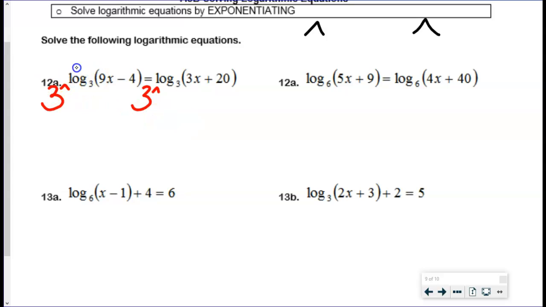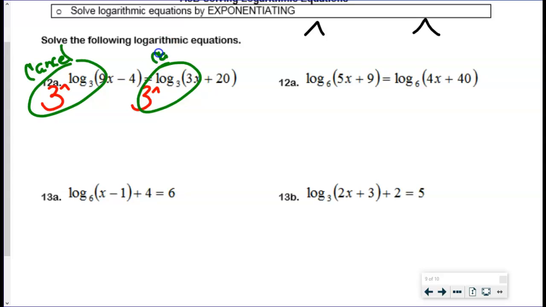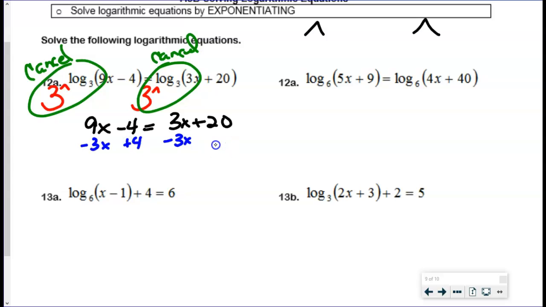The reason you did that is because right here and right here, you're going to get some cancellation. So this turns out to be like the world's easiest linear equation. 9x minus 4 equals 3x plus 20. And then we just solve. So I'm going to subtract 3x from both sides. While I'm at it, I'm going to go ahead and add the 4. What do we have here? 6x equals 24. So x equals 4.